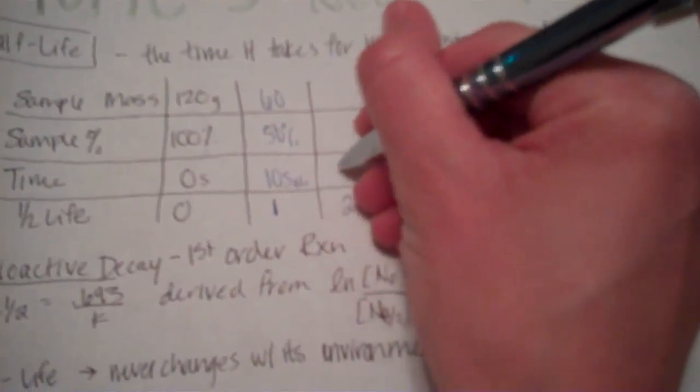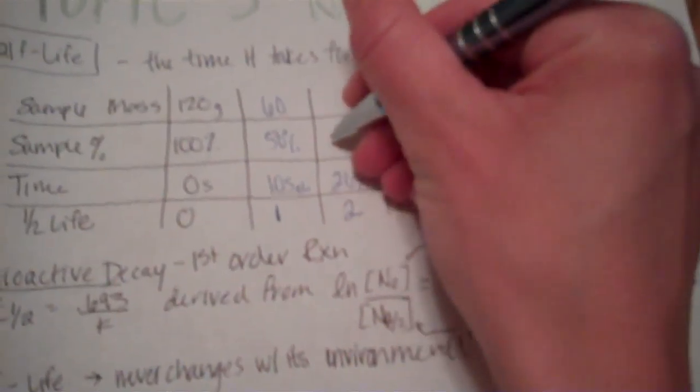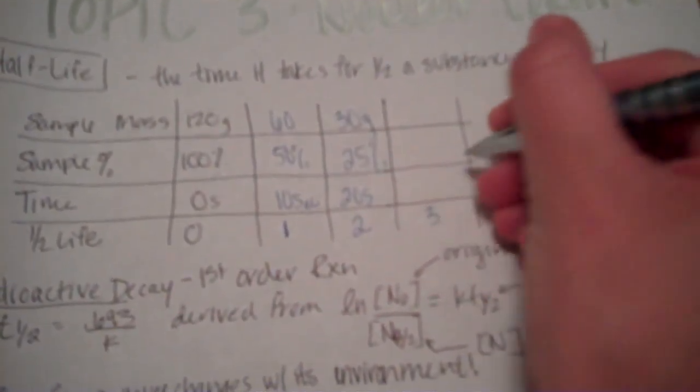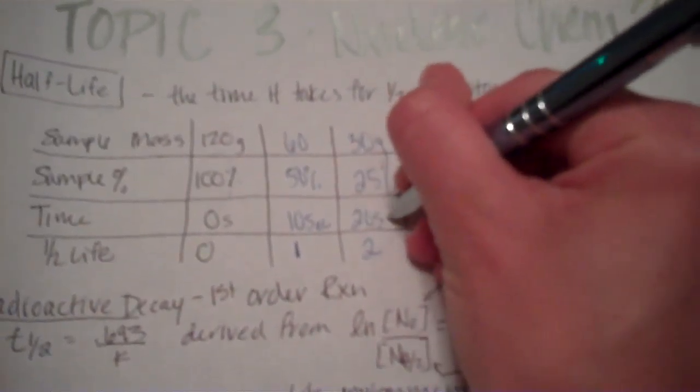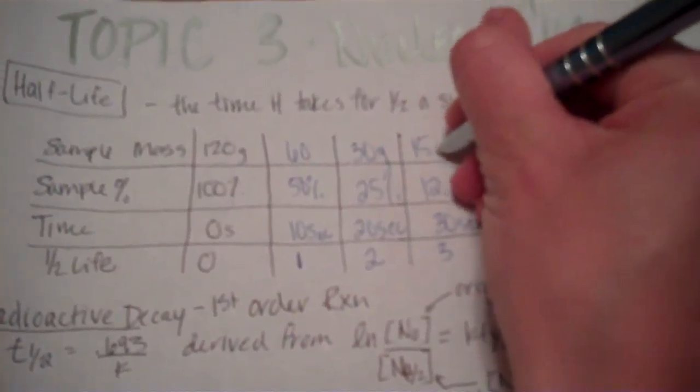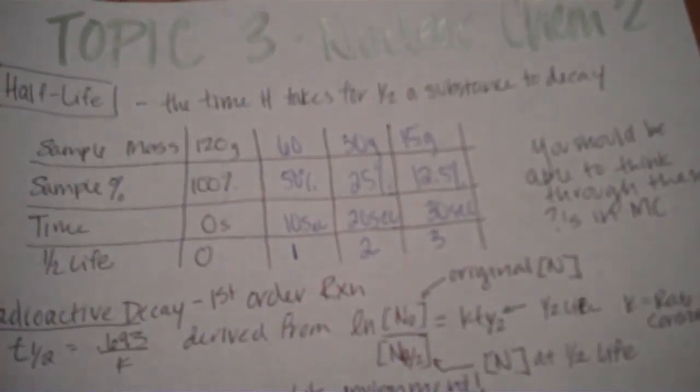Let's go through a second half-life. You have a total now of 20 seconds. 25% remain, and you have 30 grams. Go through a third half-life. Now your total time is up to 30 seconds. You're down to 12.5% radioactive, and you have 15 grams of your radioactive sample left.